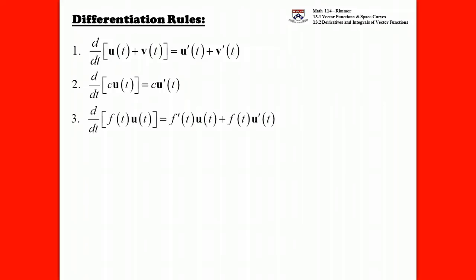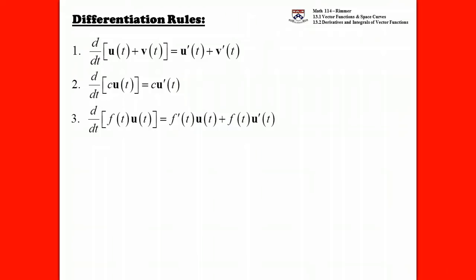Now this one's kind of strange here. There's scalar multiplication by a number, and there's scalar multiplication by a function. That's the difference between 2 and 3. Rule 2 has a scalar number, c, multiplied by the vector function, and rule 3 has a scalar function, f of t, multiplied by the vector function.